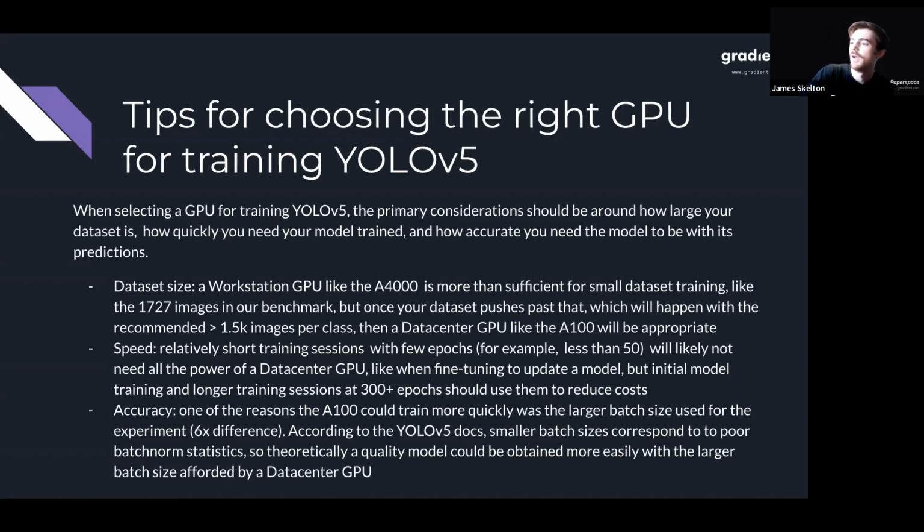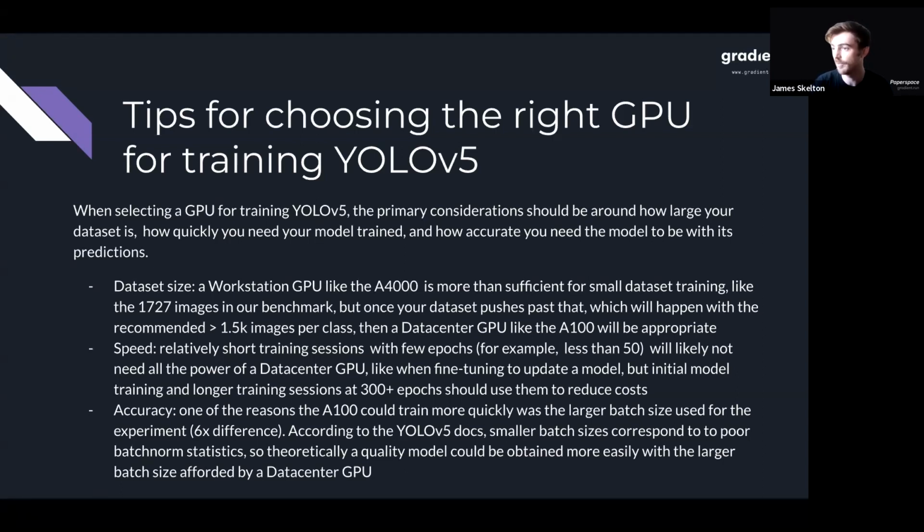But once your data set pushes past that, which will happen with the recommended 1,500 images per class, this is from the Ultralytics YOLOv5 docs, then a data center GPU like the A100 would be more appropriate.